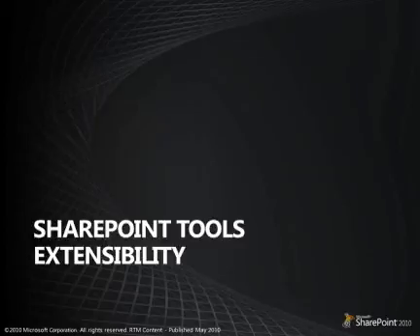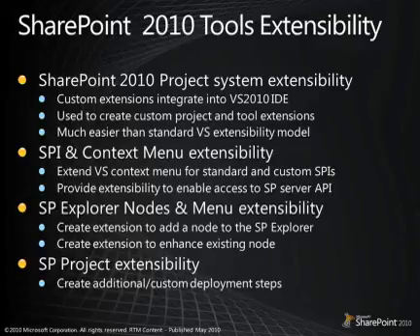As mentioned earlier, one of the really nice investments made by the SharePoint Visual Studio team was to include the ability to extend the tool set to meet your needs. Developers can extend or enhance current functionality or add additional functionality across several areas, including Project System, Context Menu, SharePoint Explorer, or SharePoint Project. SharePoint Project System extensibility includes creating custom extensions or tools to extend the Visual Studio project environment. SPI and Context Menu extensibility allows the developer to create additional SPI components or extend existing SPIs.